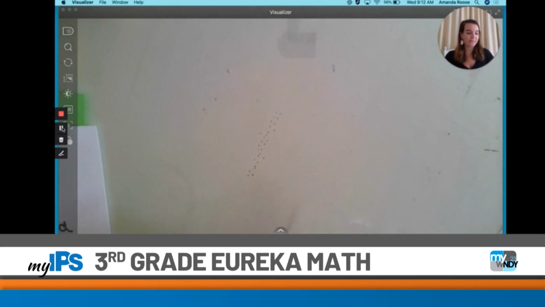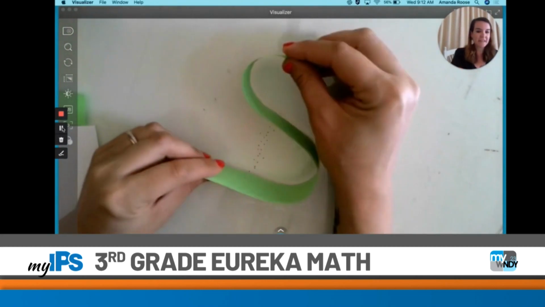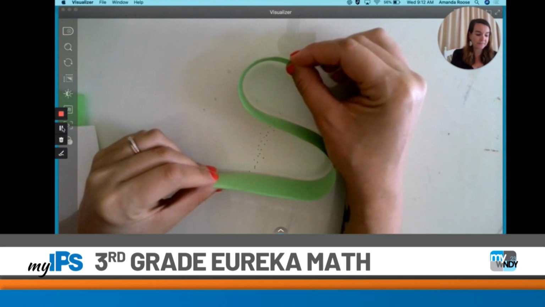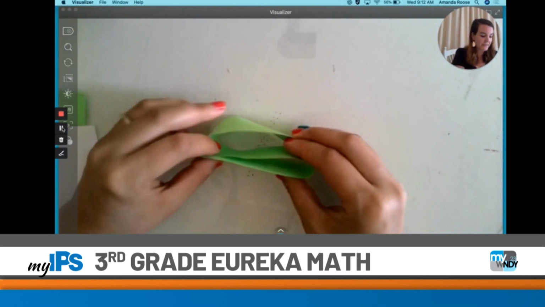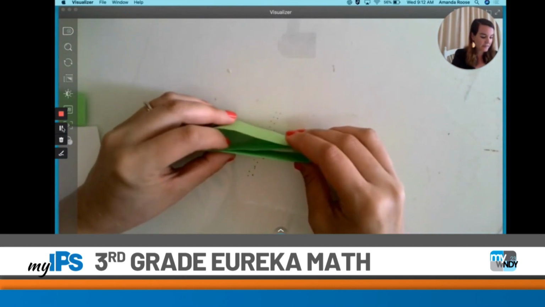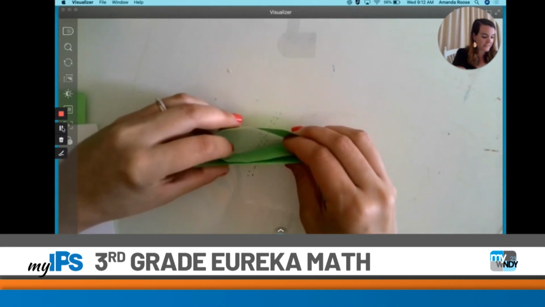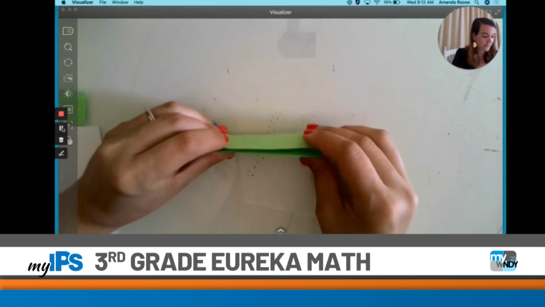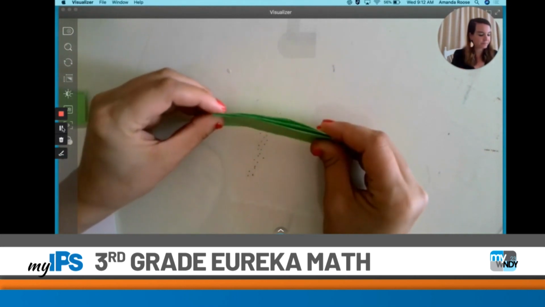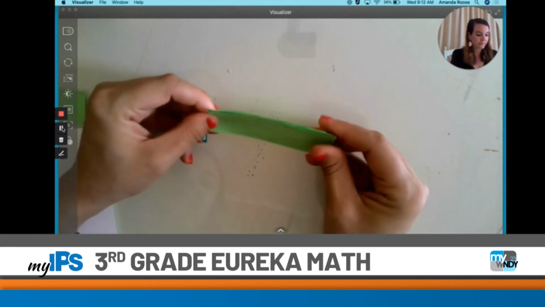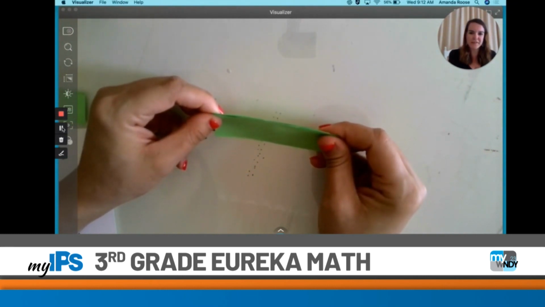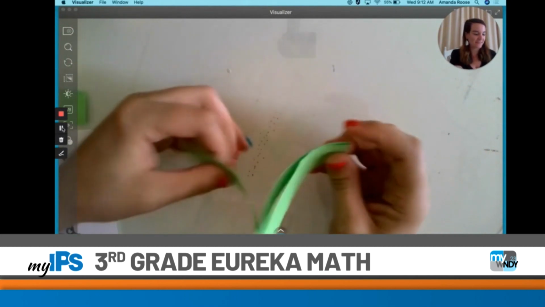Let's do another one. This one gets a little tricky. This time you're going to take your strip and you're going to make an S. And then you're going to bring the pieces together and make sure they're lined up before you push them together to fold them. There we go. Wonder how many equal pieces we made using that S. Whisper to your imaginary classmate. Let's open up and see.